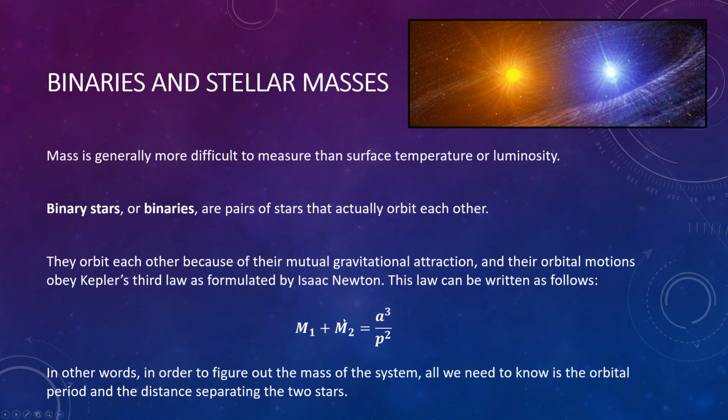The mass of one star plus the mass of the other together equals a cubed over p squared. Now, if you remember, way back when we talked about Kepler's law, we saw the equation p squared is equal to a cubed. These are very much related. So M1 and M2 again are the masses of the two stars in solar masses. A is the semi-major axis of one of the stars' orbit around the other in astronomical units, and P is the orbital period in years. In other words, in order to figure out the mass of the system, all we need to know is the orbital period and the distance separating the two stars. So that's very important.